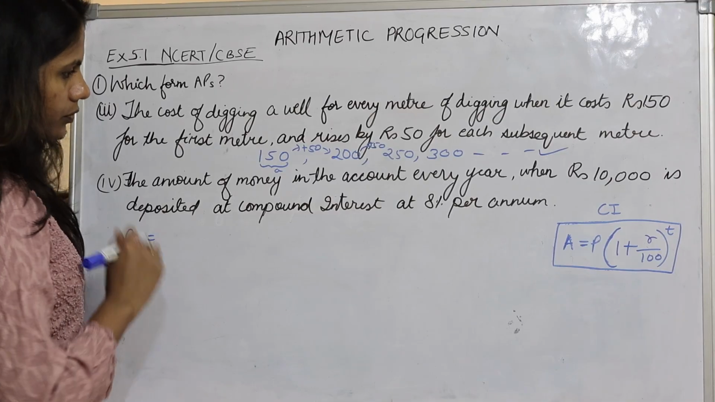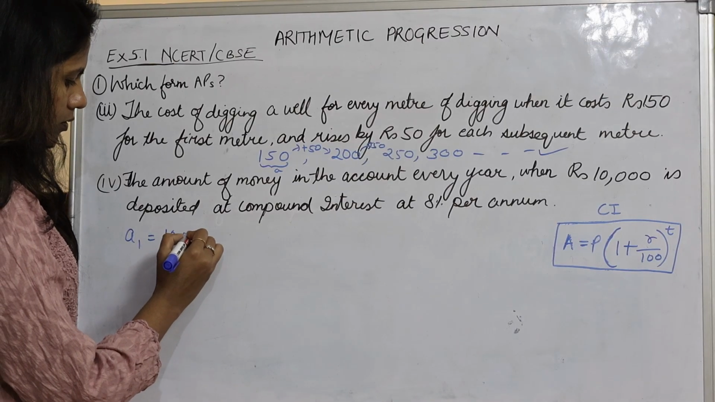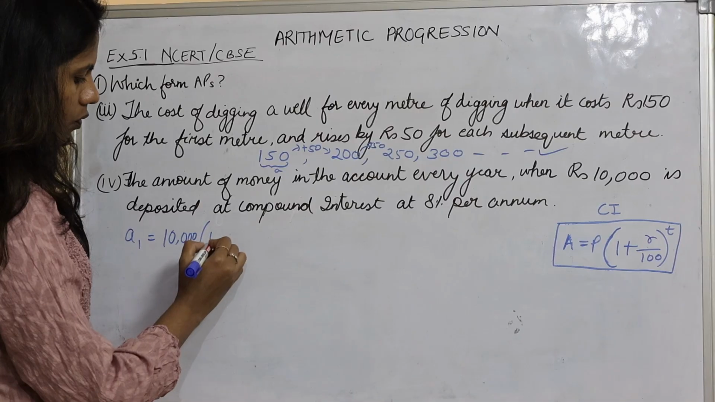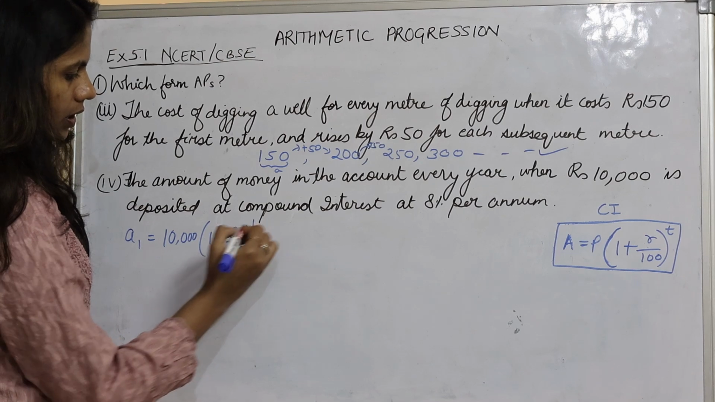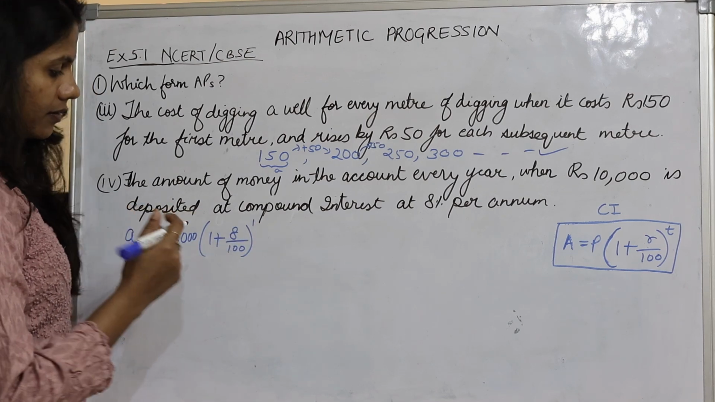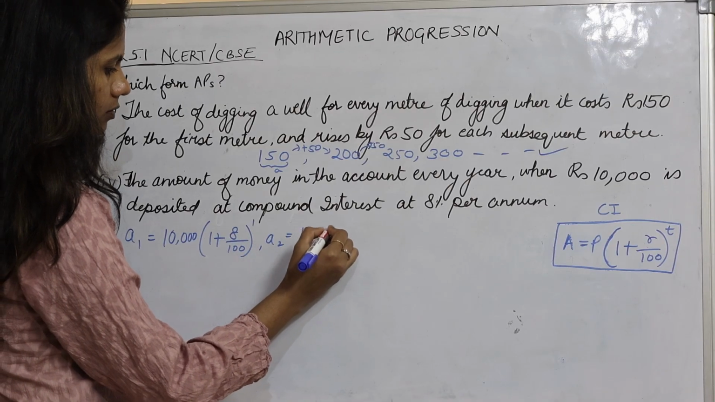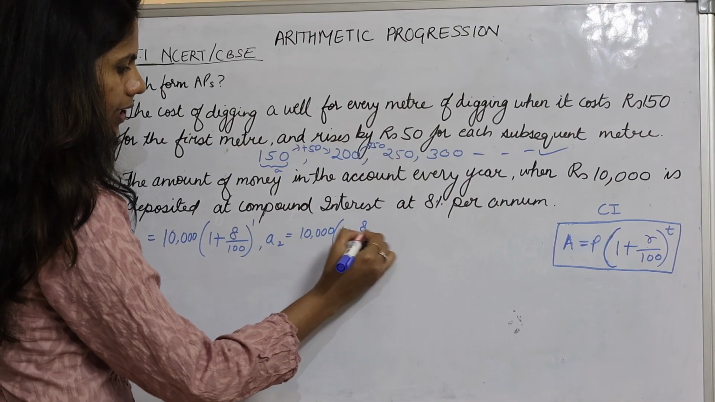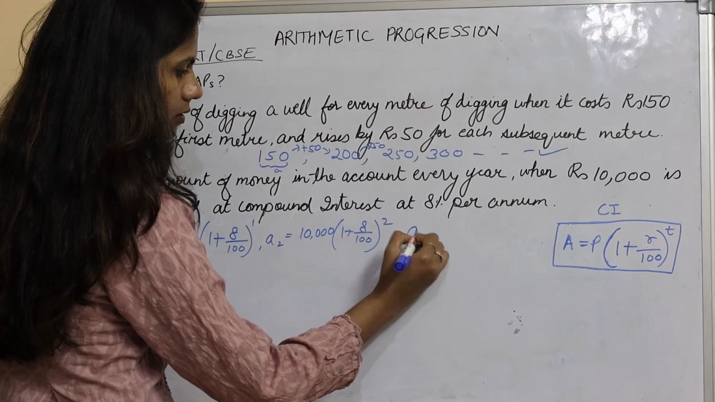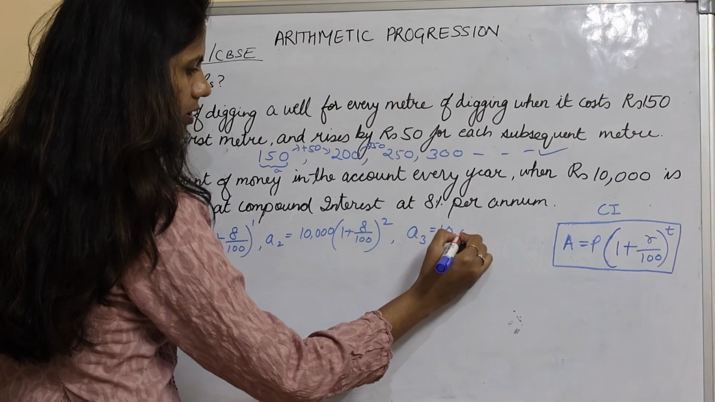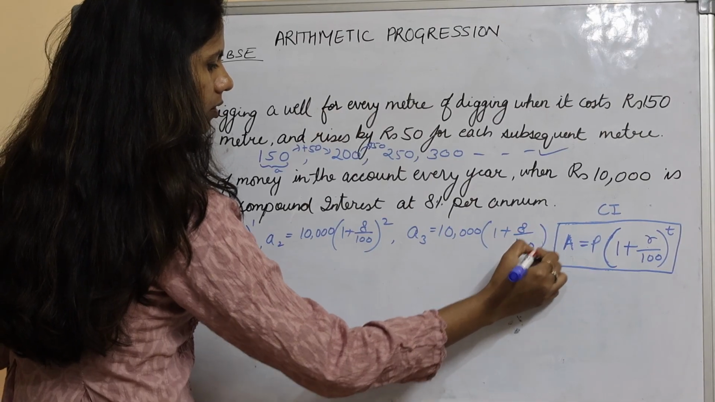So A1 will be equal to, using the formula, principal is 10,000, times 1 plus our rate, 8 by 100, to the power 1, because the time period we are seeing is after 1 year. Now for A2 it will be 10,000 times 1 plus 8 by 100 to the power 2. For A3 it will be 10,000 times 1 plus 8 by 100 to the power 3.